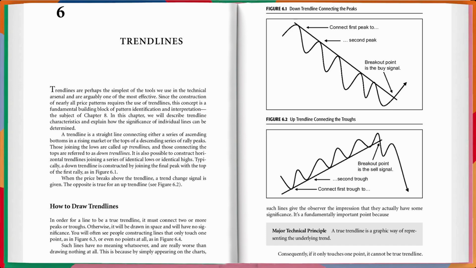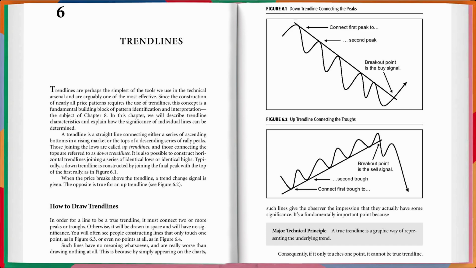In this chapter, we will describe trend line characteristics and explain how the significance of individual lines can be determined. A trend line is a straight line connecting either a series of ascending bottoms in a rising market or the tops of a descending series of rally peaks. Those joining the lows are called uptrend lines, and those connecting the tops are referred to as downtrend lines. It is also possible to construct horizontal trend lines joining a series of identical lows or identical highs.